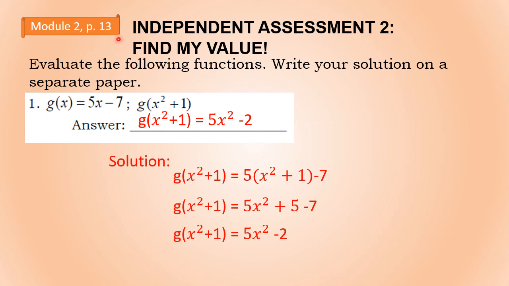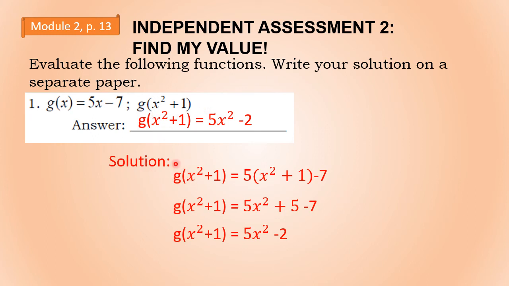Independent Assessment 2, Module 2, page 13. Find my value. Evaluate the following functions. Write your solution on a separate paper. Number 1. g of x is equal to 5x minus 7. Find g of x squared plus 1.